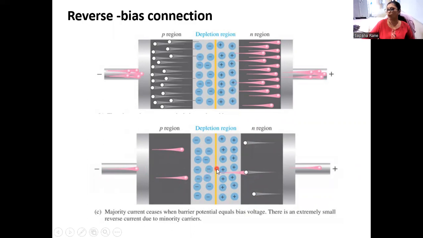So this current is called the reverse saturation current. This is very, very small, almost 1,000 times smaller as compared to your forward current. So almost negligible current flows in reverse bias condition in case of a PN junction diode. And this current flows due to minority charge carriers and therefore it increases with an increase in the temperature.